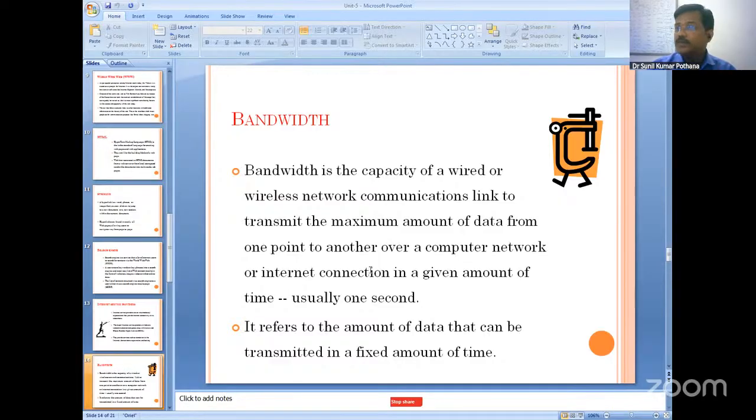We see some advertisements, for example, an ACT advertisement. On the advertisement we find 40 Mbps, which means that much speed is available with that network provider. Bandwidth refers to the amount of data that can be transmitted in a fixed amount of time.